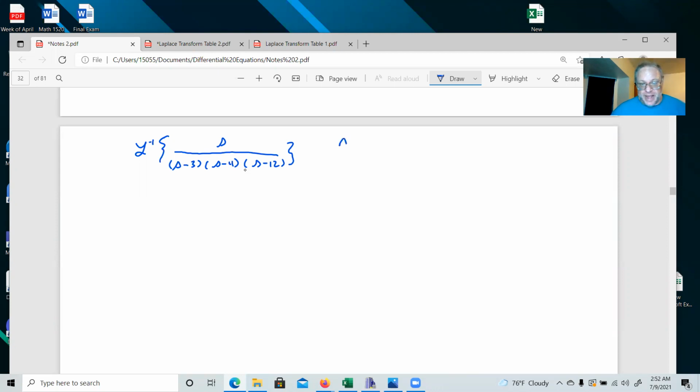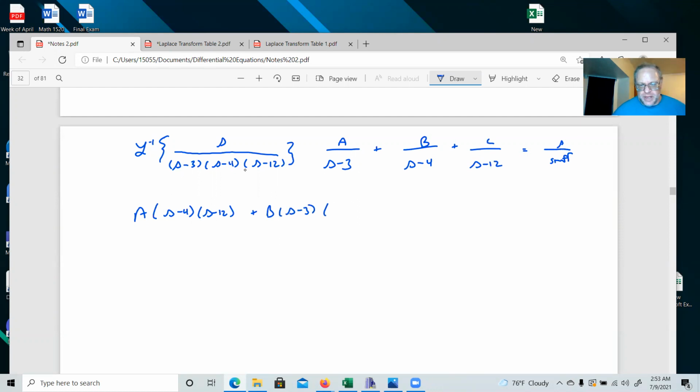We have A over S minus 3, plus B over S minus 4, plus C over S minus 12, is equal to S over all of this stuff. Now we're going to clear the fractions. So we have A times S minus 4, S minus 12, plus B times S minus 3, S minus 12, plus C times S minus 3, S minus 4, is equal to S. I'm going to go ahead and multiply this out.